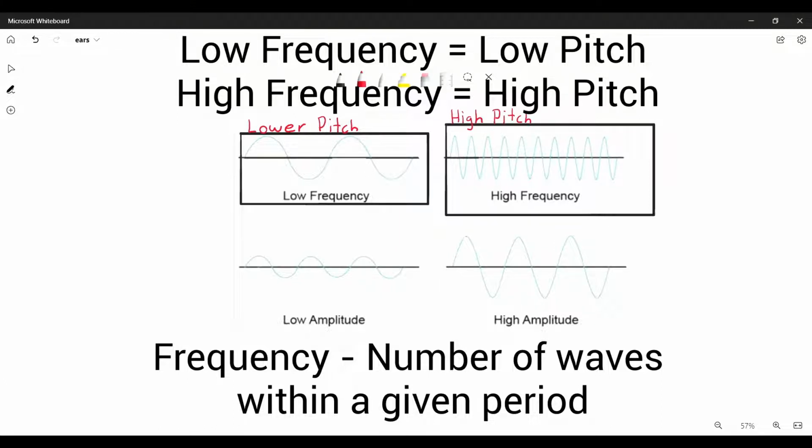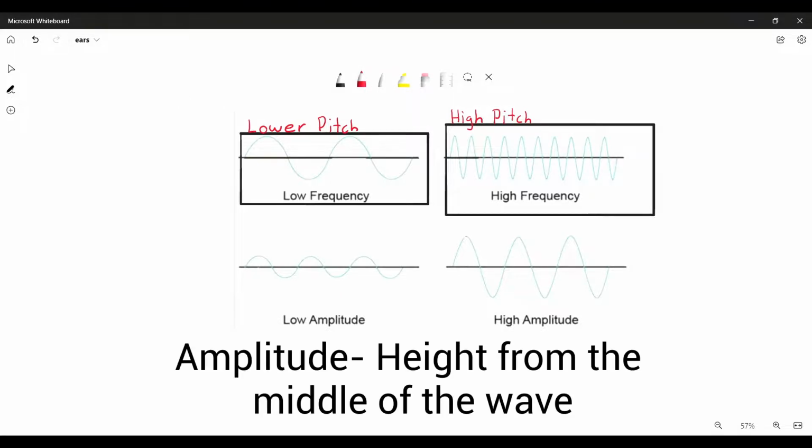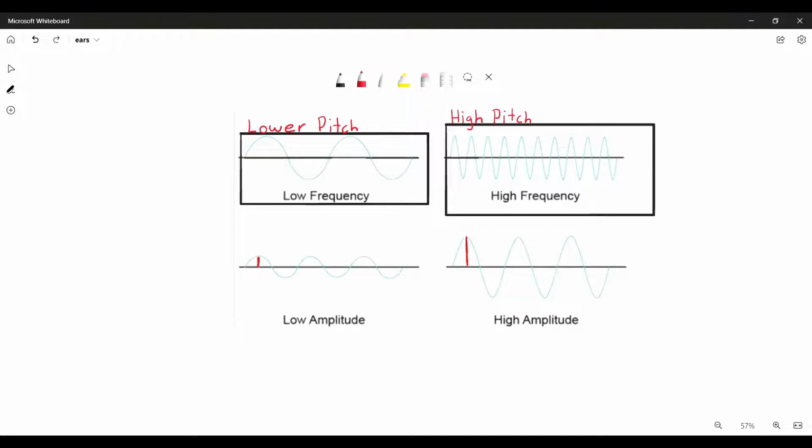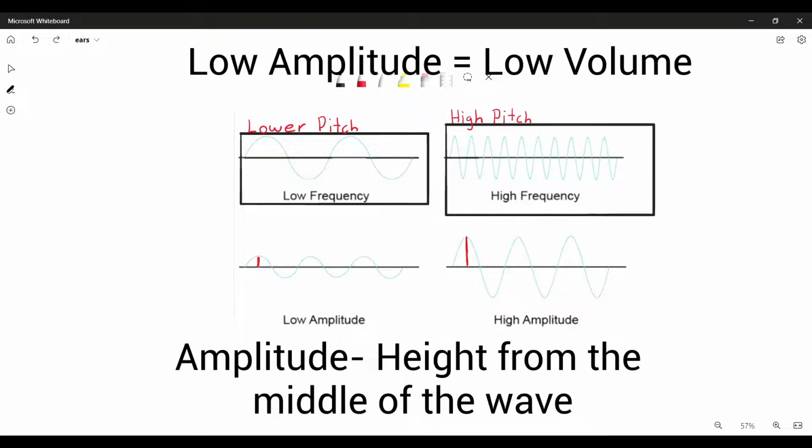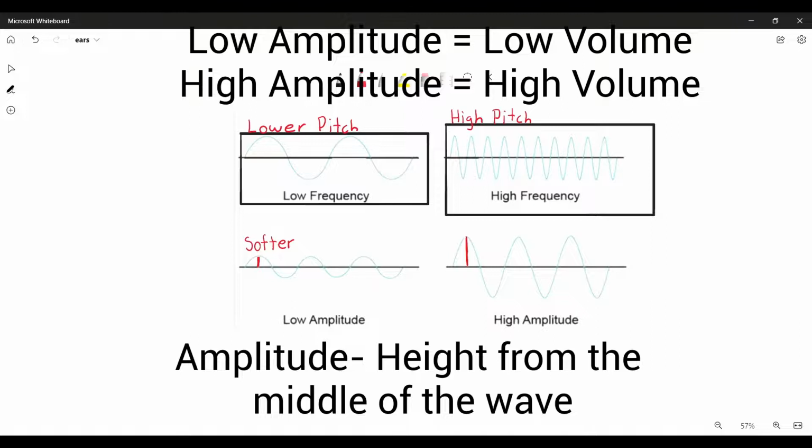And then in terms of volume, we look at amplitude. The amplitude is the height from the middle of the wave. So this right here is the amplitude of this wave, and this right here is the amplitude of that wave. As you can see, these waves have a lower amplitude than these waves. Like I said before, amplitude determines the volume of the sound. So a sound wave with a low amplitude will be processed in your ear as a softer or quieter sound, while a high amplitude sound wave would be processed as a loud sound.